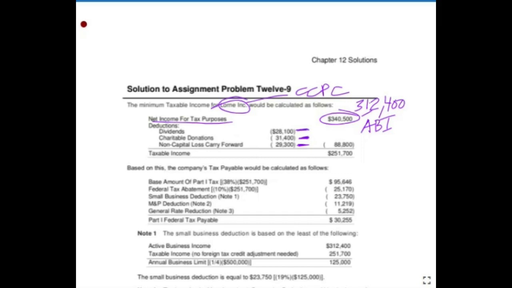So the dividends are gone because they already had Canadian tax. The donations are gone because we just haven't deducted them yet. They are a deduction, not a tax credit. And the non-capital loss carry forward is gone, meaning we're using it because it's our intent to use as much of it as possible to clear out the tax.